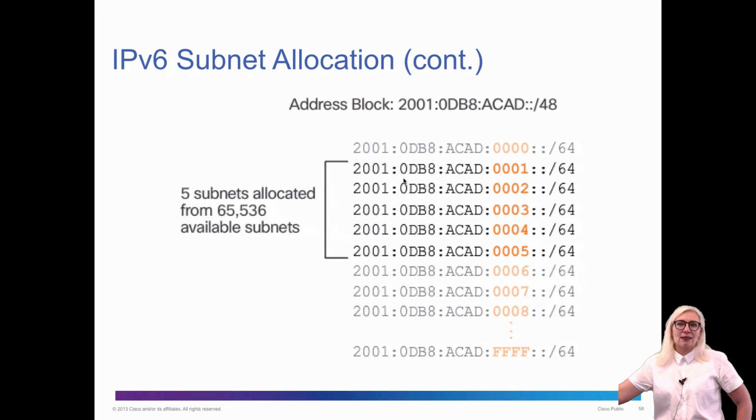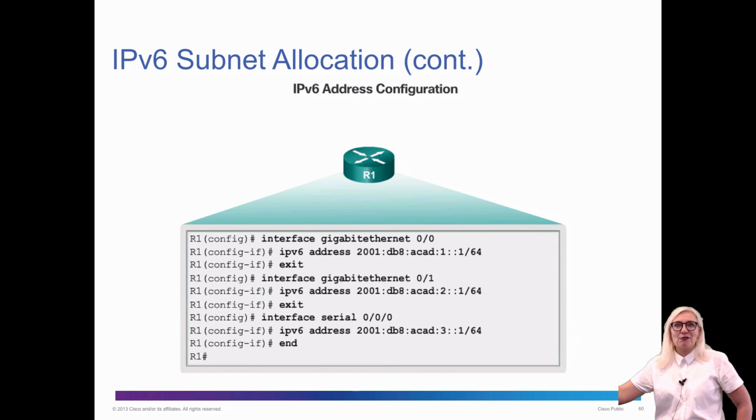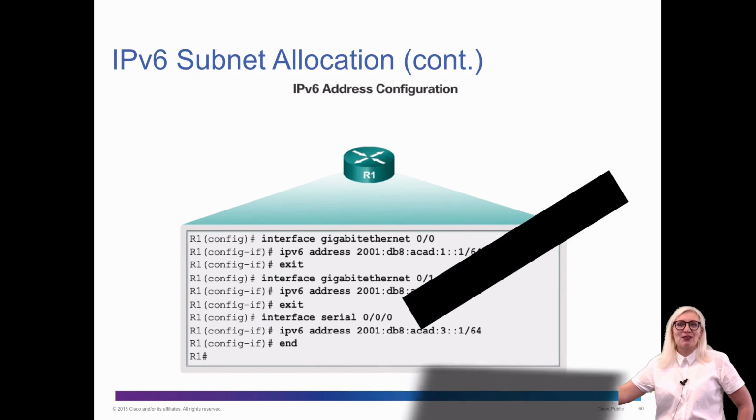So I can take 4 of them or 5 of them depending on what I need. In this case, I will need 5 different subnets and put them onto my different router interfaces. And of course, there will be 5 different networks here, and I have 5 different interfaces. And this is just how to set them up and how to do it in the router.